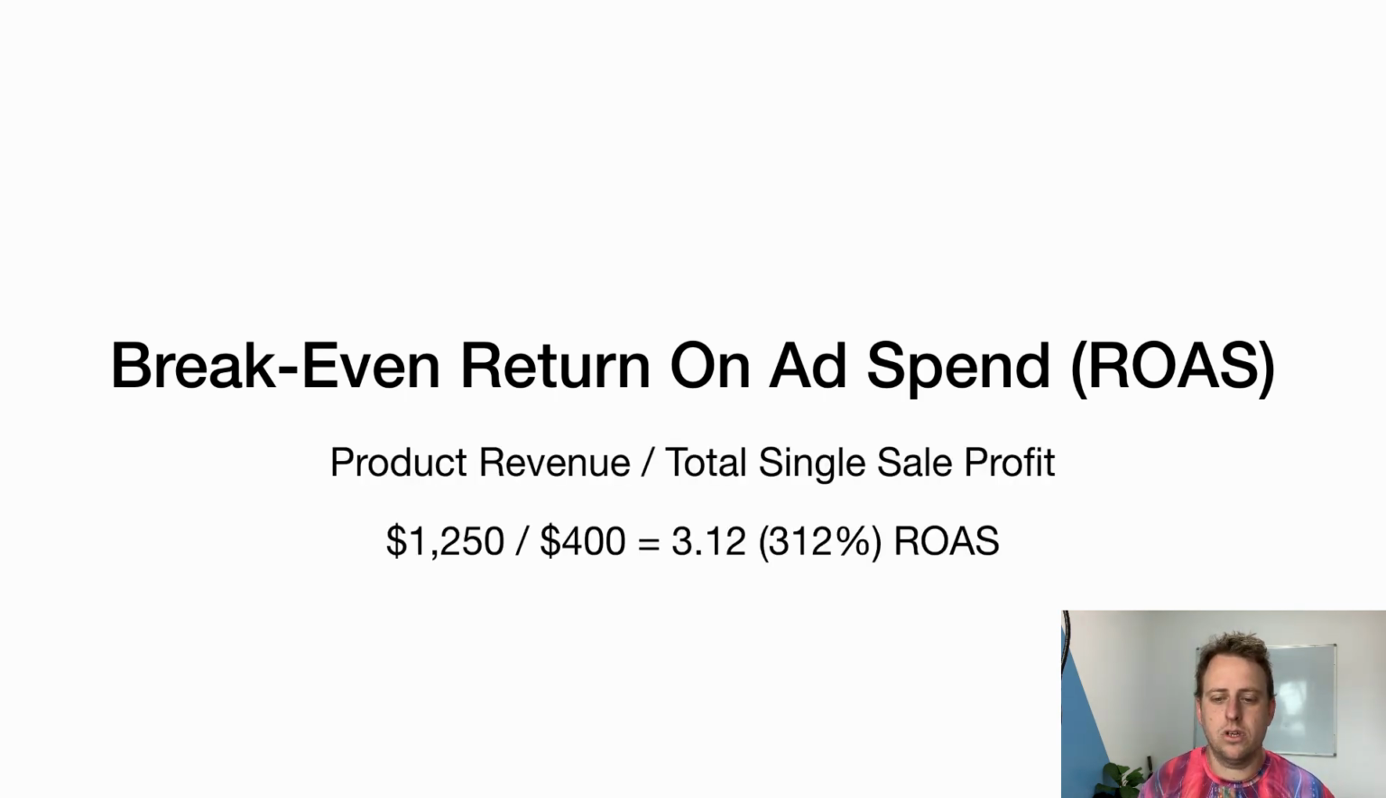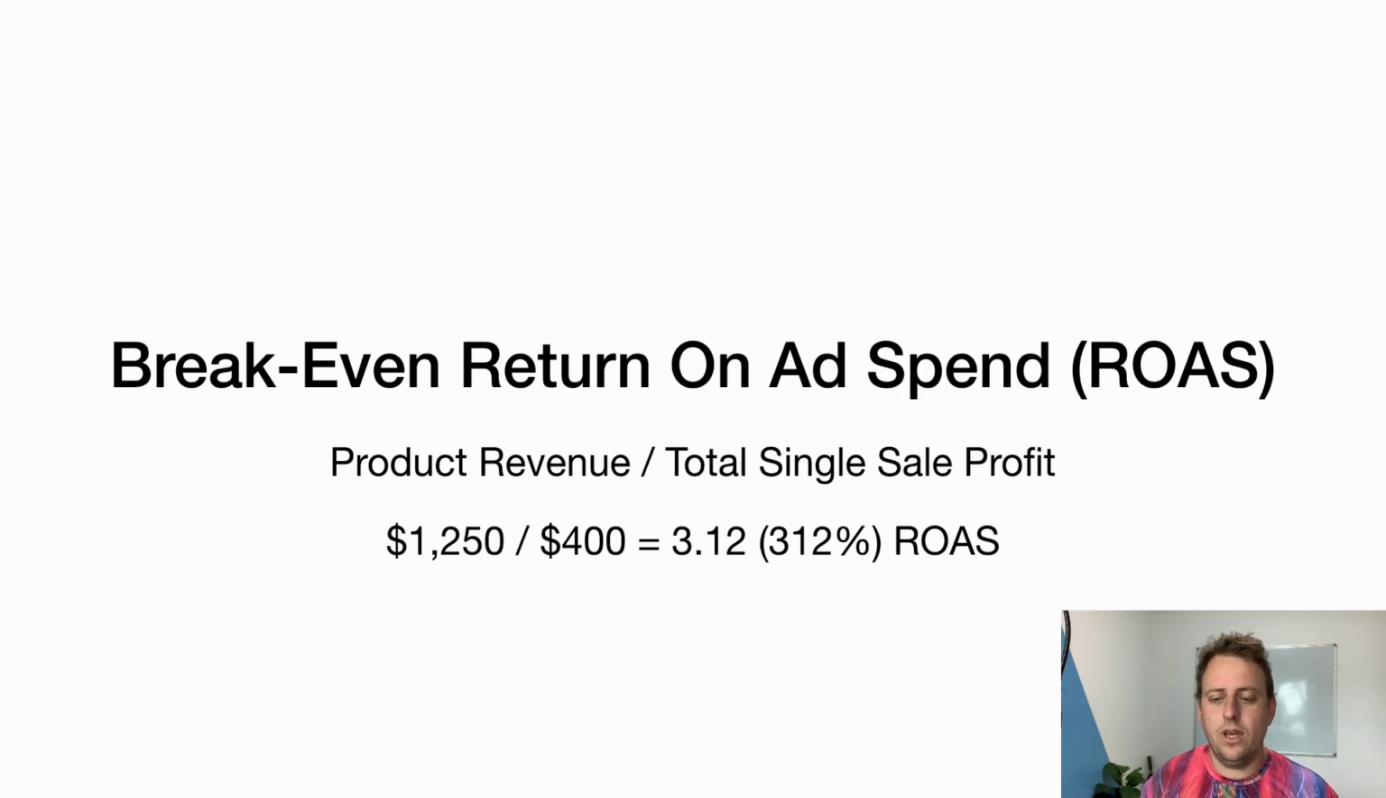Working out your break-evens. So for break-even return on ad spend, the equation is your product revenue from a sale, and you could do this off a single sale or you could do this off a number of sales. Your product revenue divided by your total single sale profit, which we worked out a little bit earlier.